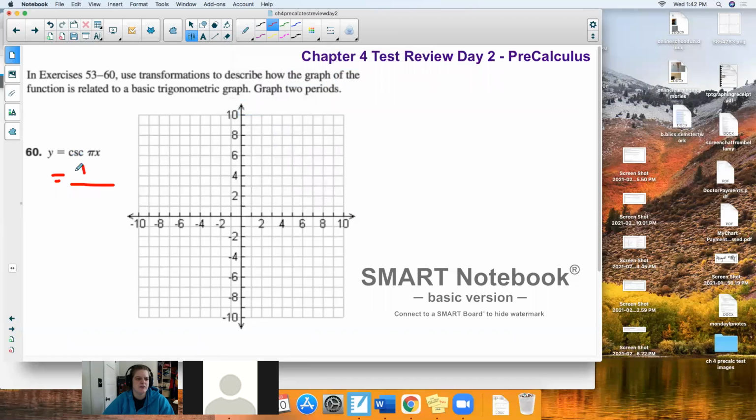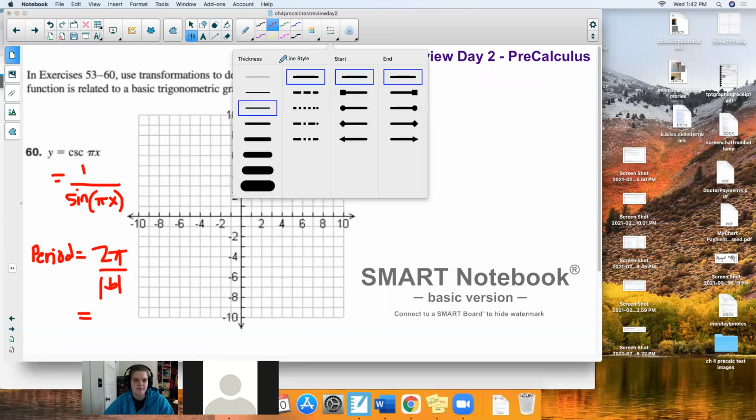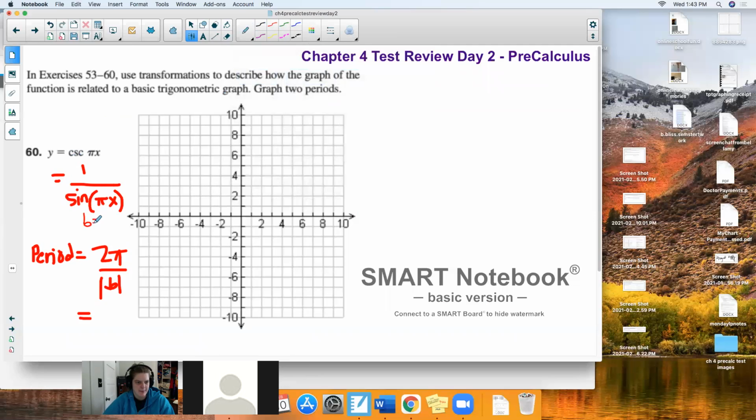Okay, so 1 over cosecant is sine. So 1 over sine of pi x, which means that your period, instead of being 2 pi, is going to be 2 pi over the absolute value of b, and our b is pi. And so that means it's 2 pi over pi, and so it just means that the period is 2. So between here and here is going to be 1 entire revolution of sine. Gross. Okay.